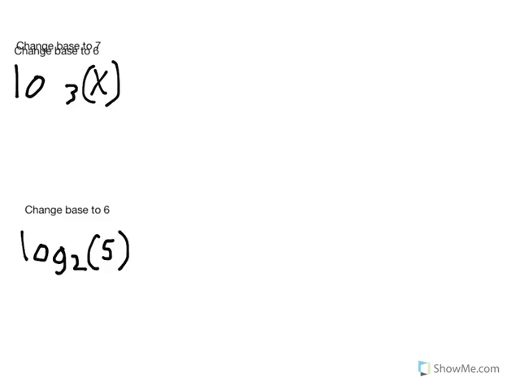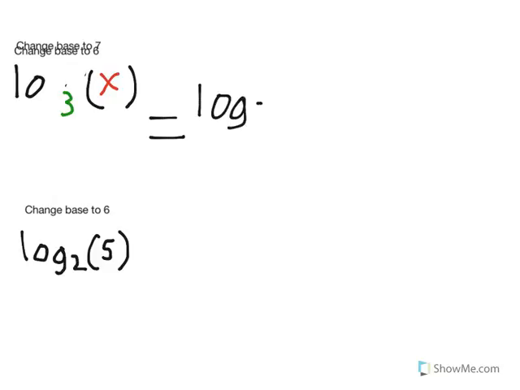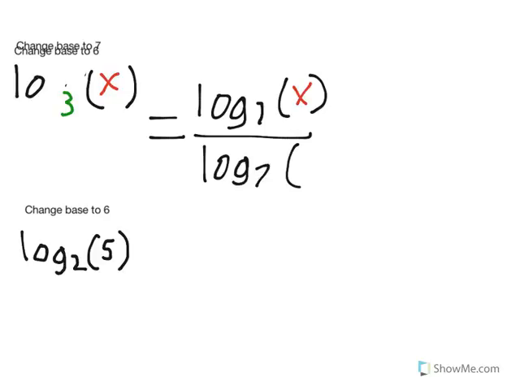Oops. So this one is asking us to change the base to 7. As you can see right now the base is 3. So what we'll do is we'll use the change of base formula by making this log base 7 of x over log base 7 of 3. The change of base formula guarantees that these are equal, so if you ever need to change the base, this is the formula to go to.